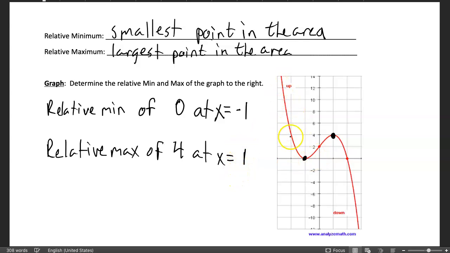So relative mins and relative maxes are just where we shift from going down to up or up to down. Look for these little curves or these little bumps.